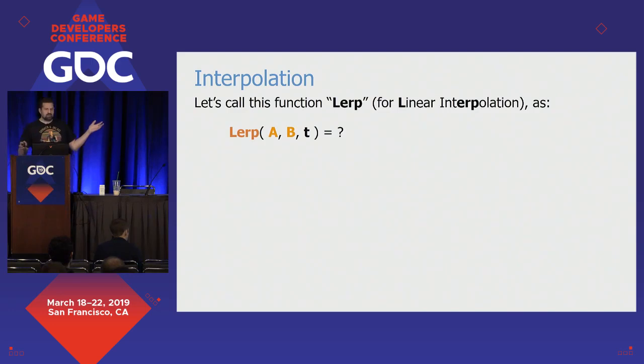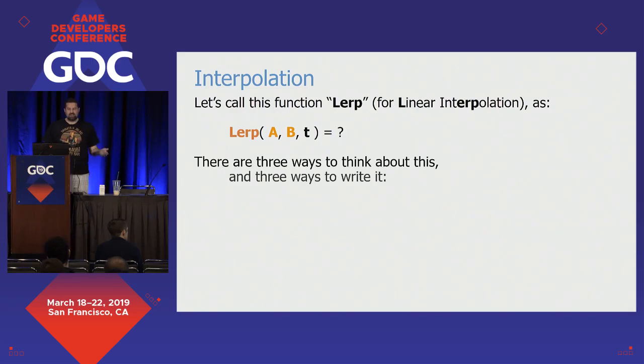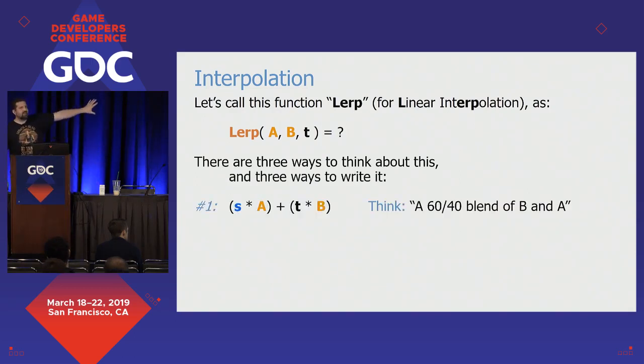So we're going to call this LERP, right? We're going to LERP, which stands for linear interpolation, from A to B, where T is sort of the fraction of the journey, or rather it's the weight that B has, right? So there's really 3 ways to write this. And I know this is very, very elementary, but I want to focus on the mentality here, not the math, because we're about to use that mentality.